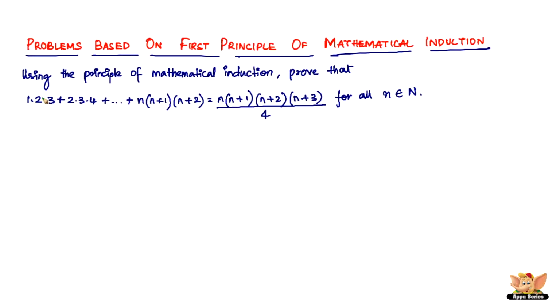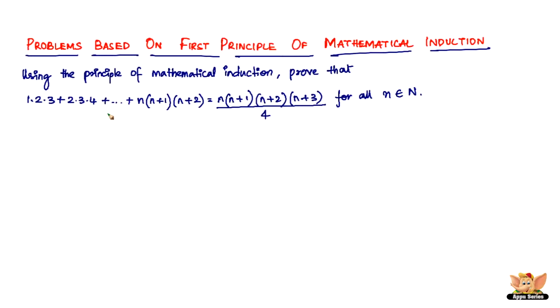So 1 times 2 times 3 plus 2 times 3 times 4 plus dot dot dot plus n times (n plus 1) times (n plus 2) is equal to n times (n plus 1) times (n plus 2) times (n plus 3), the whole divided by 4, for all values of n belonging to N, the natural numbers.